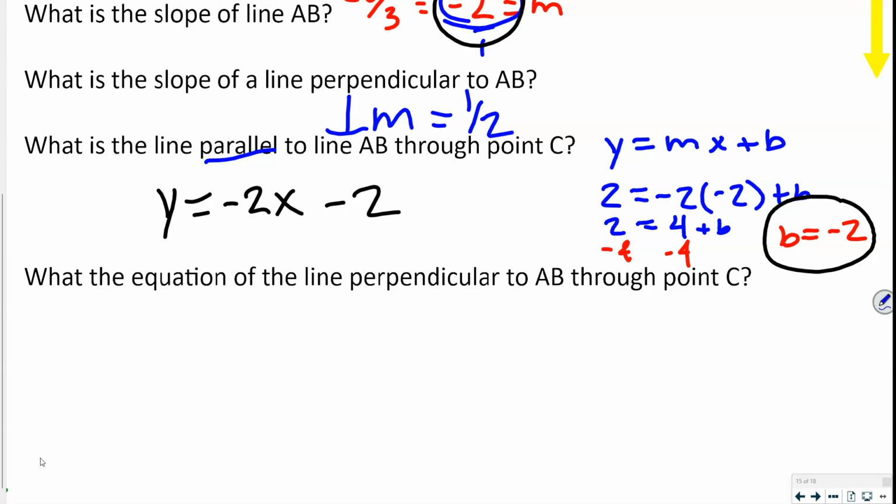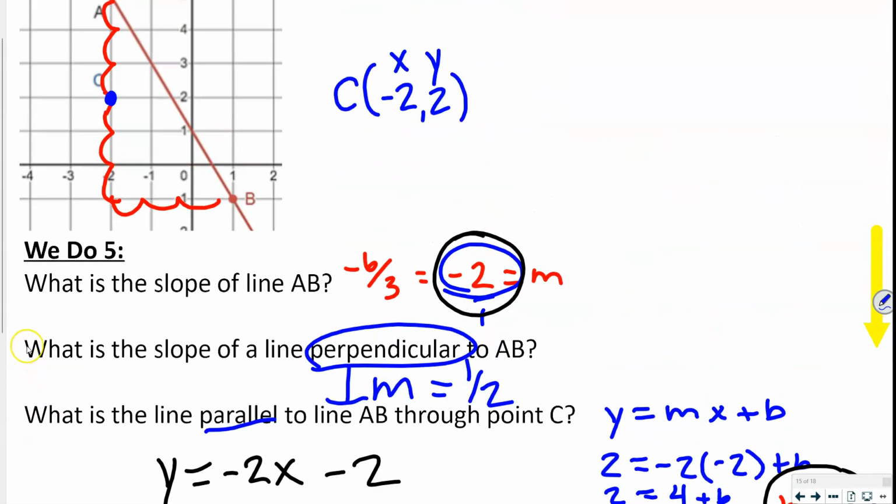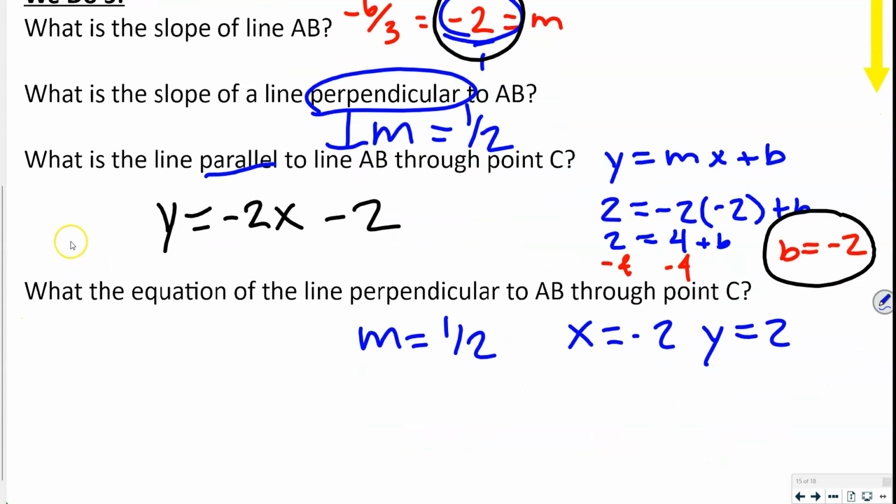Okay, so here we go again. So perpendicular is this one, remember. So m is going to be 1/2. And our x is going to be, let's go back up here and look. We said negative 2 and our y is going to be 2, right? X is going to be negative 2 and our y is going to be 2. So we're going to put that in, y equals mx plus b.